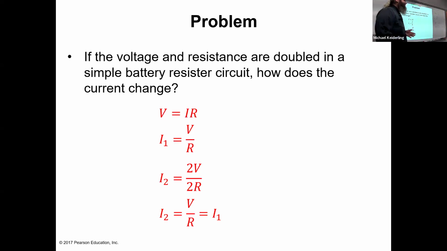Now, that's basically setting up, so you put two resistors and 2 batteries in your circuit to double it up. And the current would stay the same. Now, if you double the voltage without changing the resistance, the current does double.